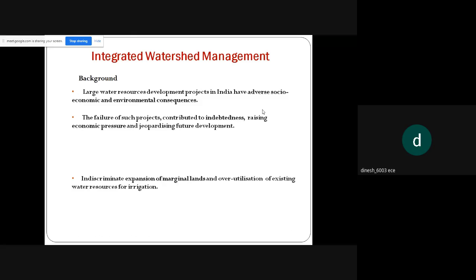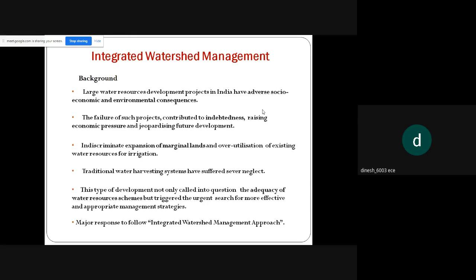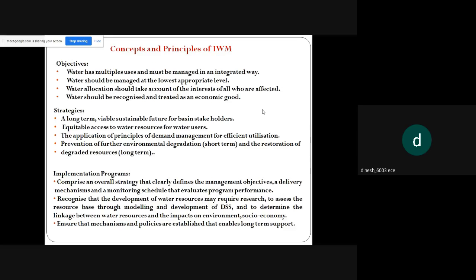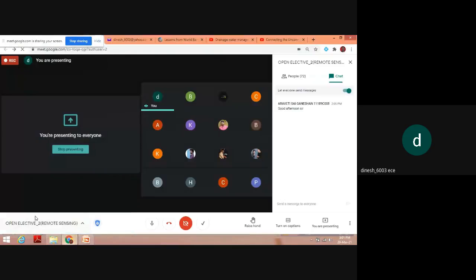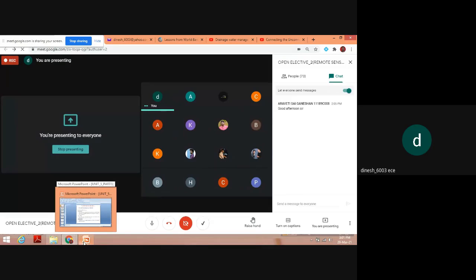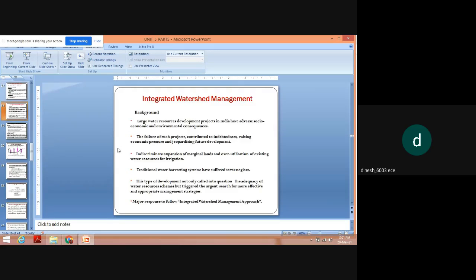The background of the watershed, integrated watershed management. So before starting the integrated watershed management, if there are any queries, type in the chat box. If there are any queries, I'll address that. Then we'll go on to the integrated watershed management.